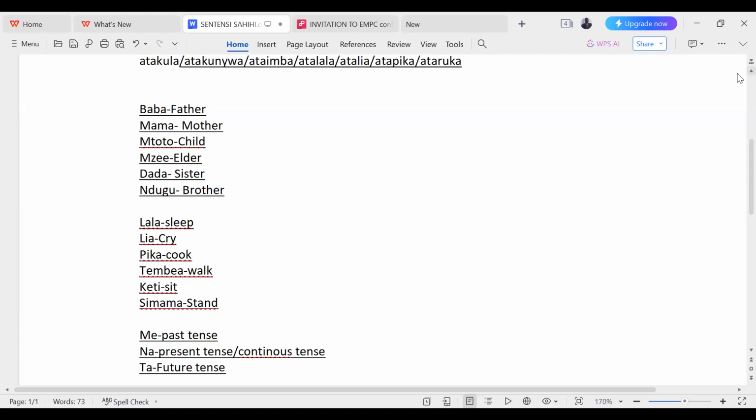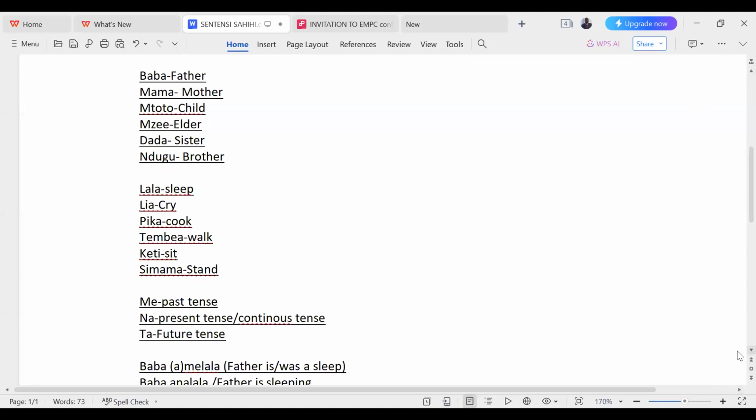We'll move further in the next class to expound further, moving from that simple sentence of "baba amepika" to either "baba amepika samaki" or "baba amekula samaki kwa ugali". We say you eat beef and, you see, you bring something, beef and ugali. So it will be "baba amekula", for example, not pika; the word here is now kula, which means you've eaten. The father has eaten beef and ugali. So "baba amekula samaki kwa ugali".